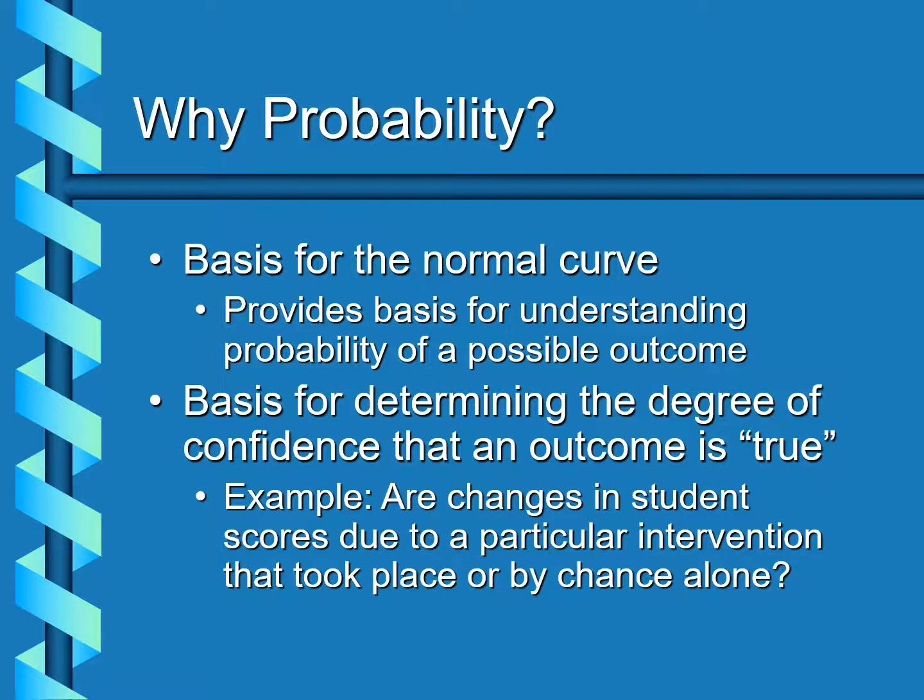As an example, are changes in student scores due to a particular intervention that took place or by chance alone? I've talked to you guys a couple times about taking a pretest and a post-test for this class as an example. If I give you the pretest and you score an 85%, and the average of the class ends up being an 87%, and then I give it to you again at the end of the class and you score a 95% on average for the class, is that really due to my teaching you statistics, or would that have happened no matter what, whether we would have had that or not?